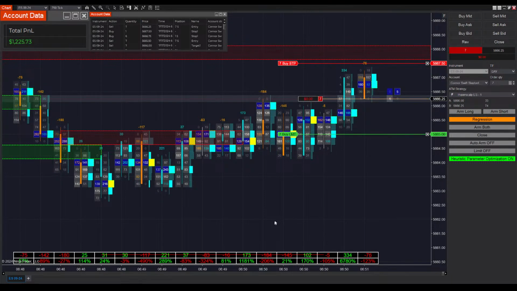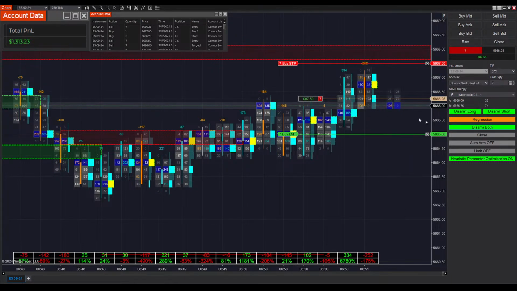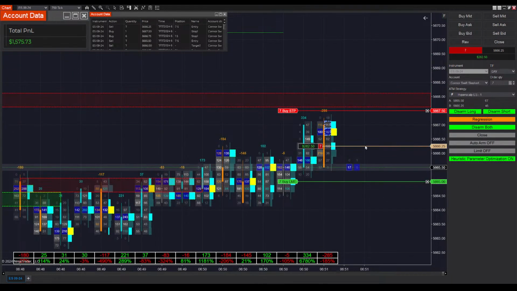We got filled in that position there and lost it, but we just got put into an inverse position, which is a short trade.